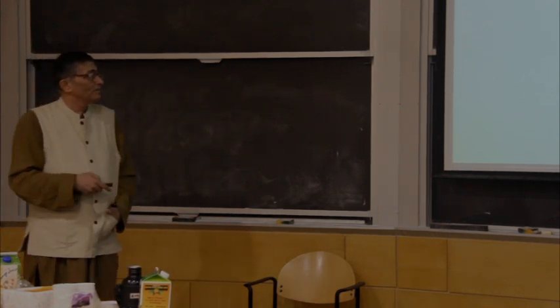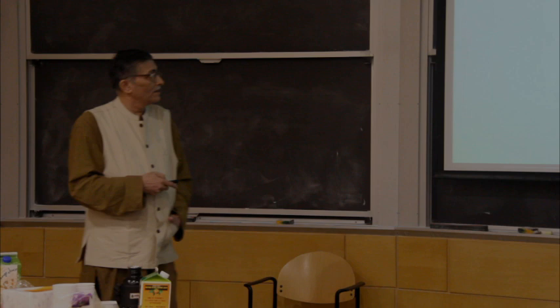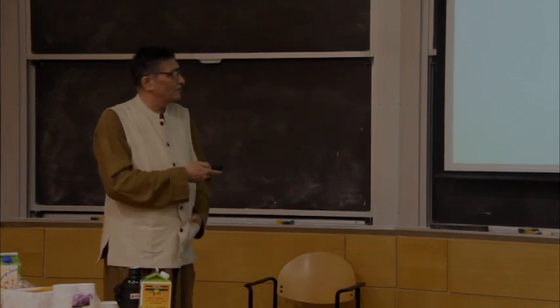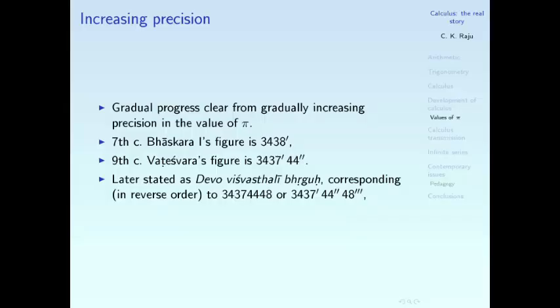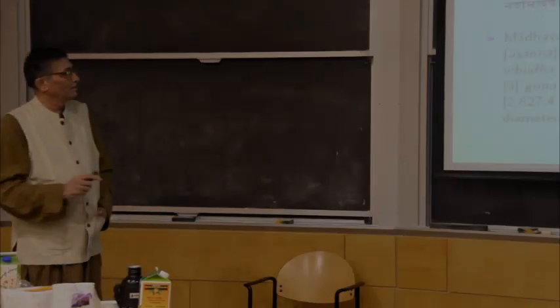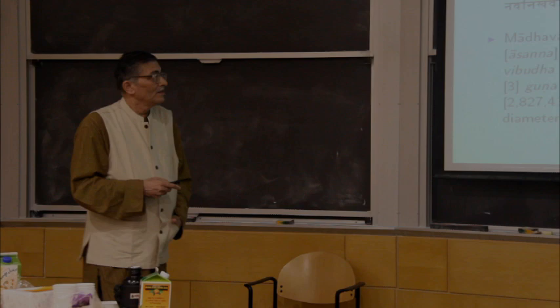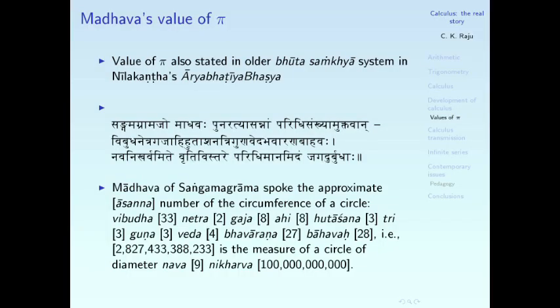So there was this gradual progress. And you can see that also in other people. 7th century Bhaskara's figure is this. Vateshwar's figure has gone to seconds. This is in minutes, and then it's in thirds. Devo Vishwasthali Bhrigu. This is the reverse hexadecimal Katapayadi system. Too complicated to explain the technicalities. This is another value which you find with Madhava for pi, which is now correct to 12 decimal places.